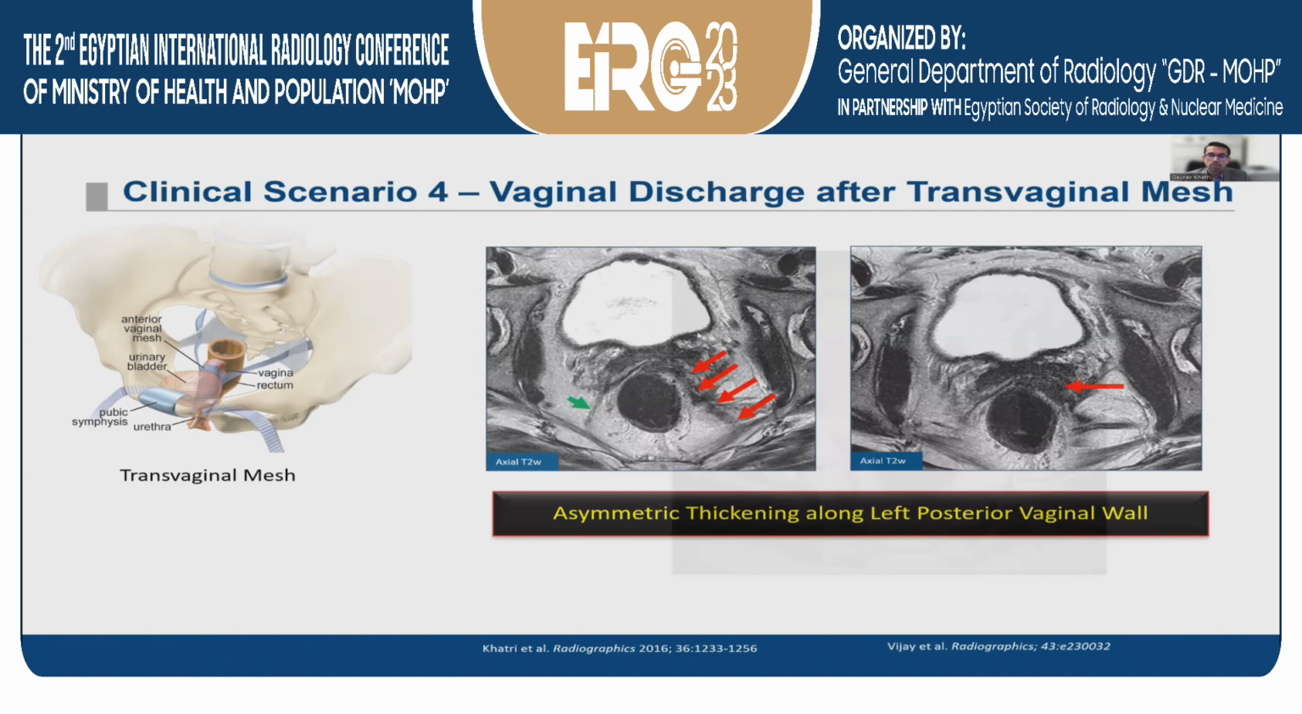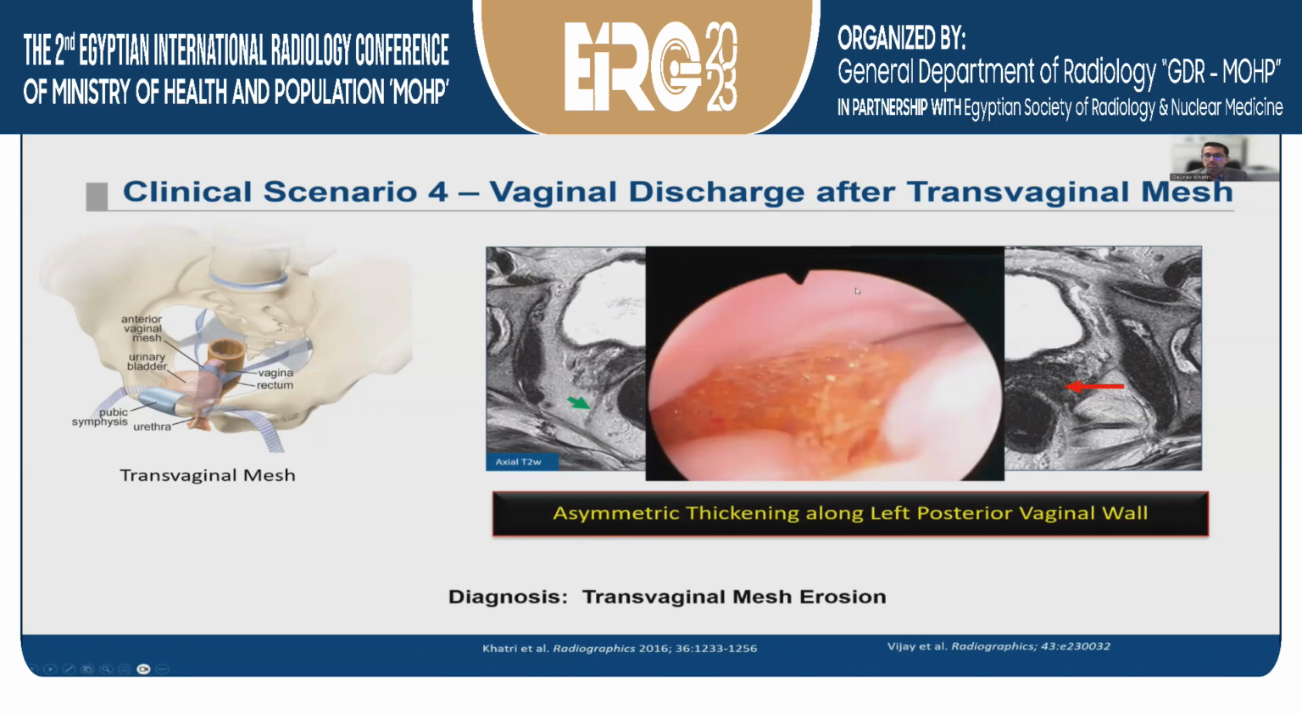And looking at the static images on this patient, you can see the right arm is normal, the left arm is very thick here behind the posterior vaginal wall, and the vaginoscopy in fact confirmed that this was transvaginal mesh erosion along the posterior vaginal wall on the left.